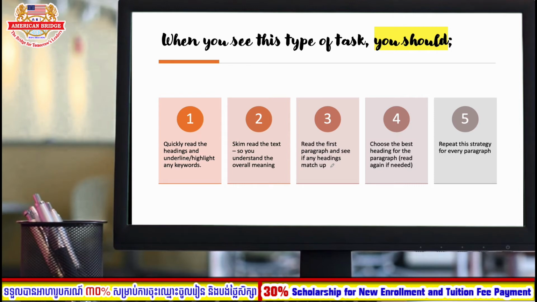In the reading passage, there will be 6 to 9 paragraphs. So read this again and again, and make sure you double check. You can change it along the way, right?